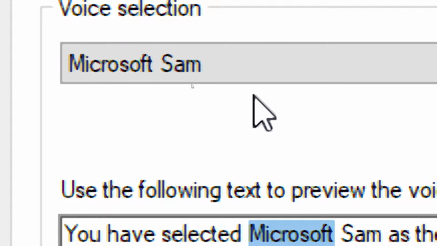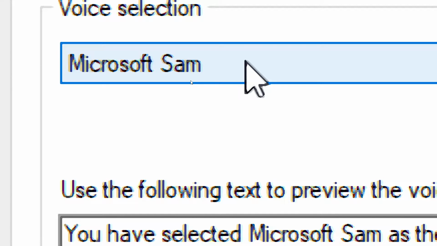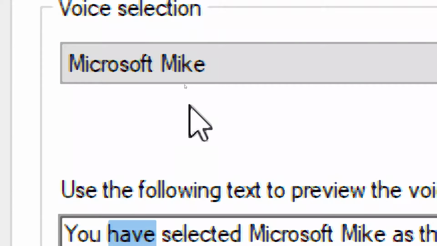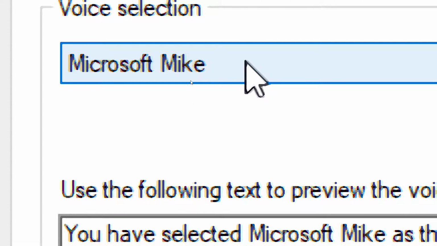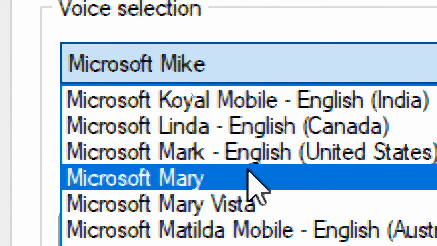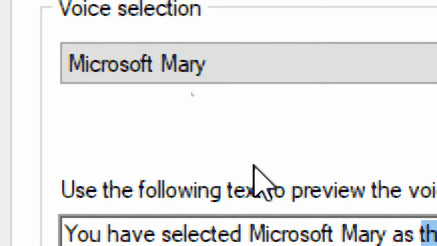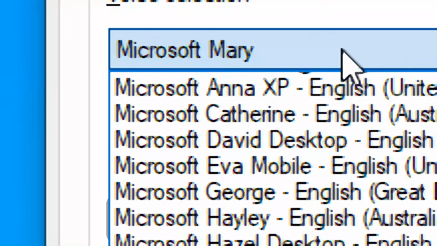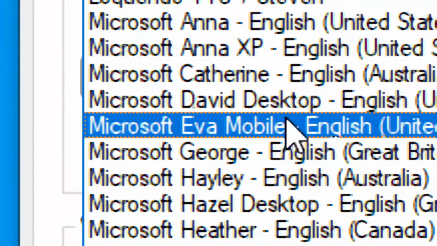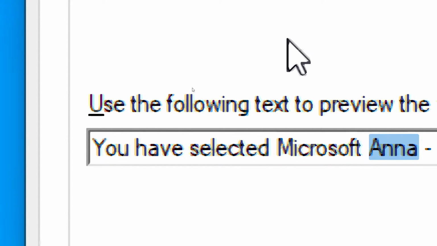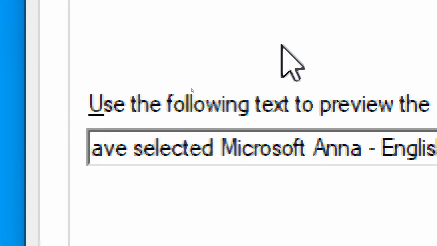You have selected Microsoft SAM as the computer's default voice. You have selected Microsoft Mic as the computer's default voice. You have selected Microsoft Mary as the computer's default voice. You have selected Microsoft Anna, English, United States as the computer's default voice.